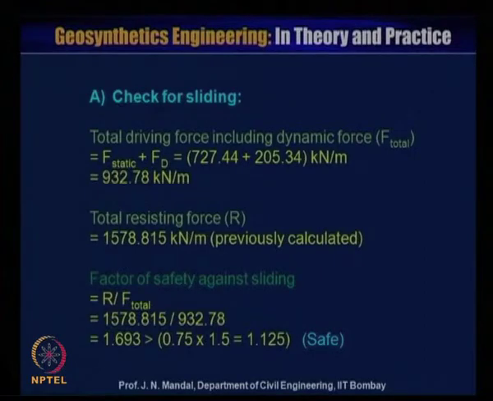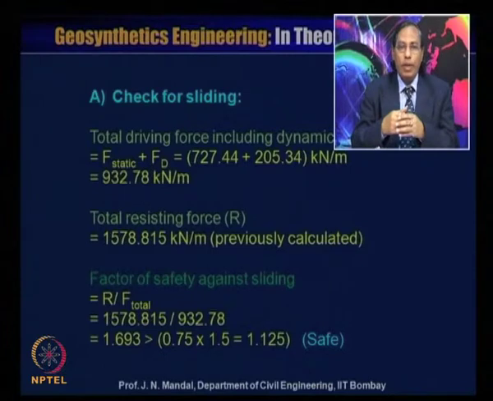Total driving force including the dynamic force, F total, will be equal to F static plus F dynamic. F static is 727.44 plus F dynamic 205.34 kilonewton per meter, that will give 932.78 kilonewton per meter. You check what will be the total resisting force R, which we have calculated earlier. It is 1578.815 kilonewton per meter.